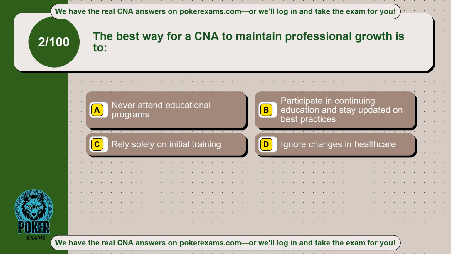Question 2. The best way for a CNA to maintain professional growth is to: Option A. Never attend educational programs. Option B. Participate in continuing education and stay updated on best practices. Option C. Rely solely on initial training. Option D. Ignore changes in healthcare.